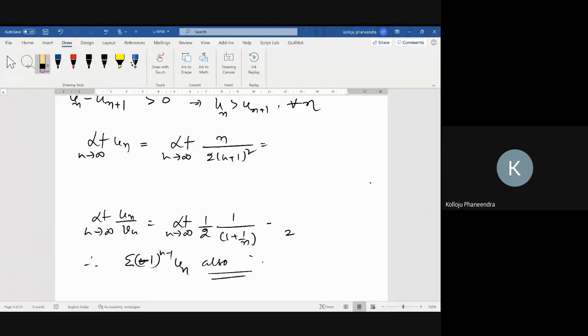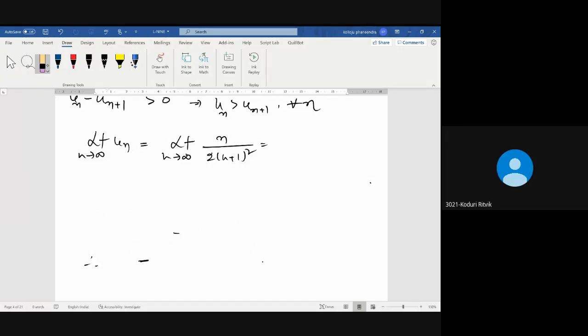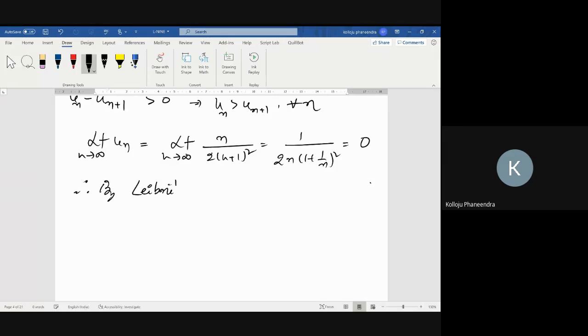Leibniz rule 1, un is greater than un plus 1, and second condition is what? Just apply limit value. If limit value is 0, then convergent. So what is this limit value? 1 by 2 of n into (1 plus 1 by n) whole square. Something by infinity, 0. Therefore, by Leibniz rule, sigma minus 1 whole power n minus 1 un is convergent. Now coming to absolute series.